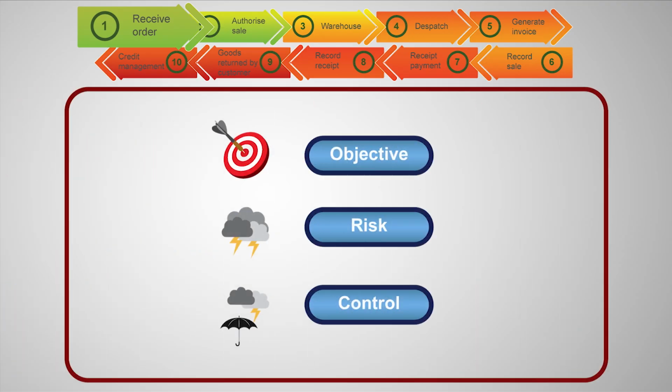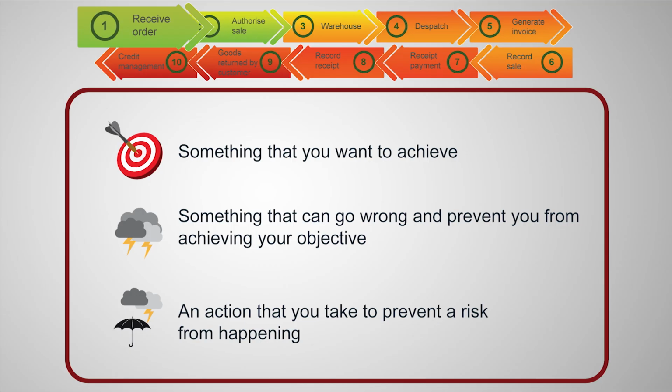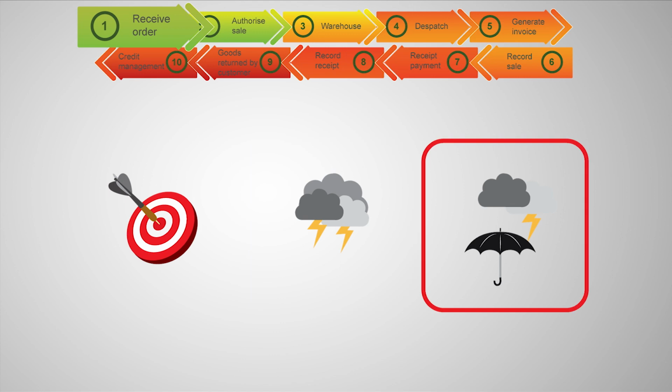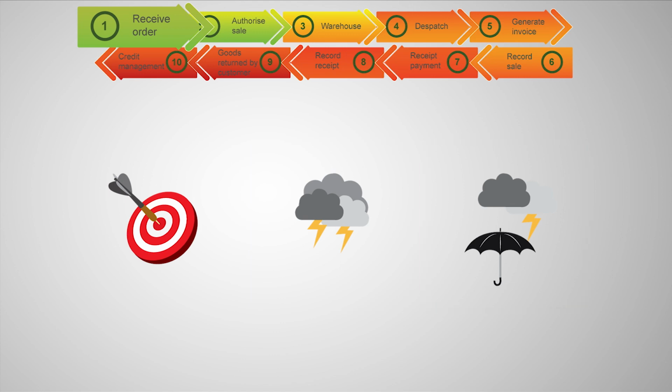Do you remember what an objective, a risk, and a control is? Let's refresh your memory. An objective is something that you want to achieve. A risk is something that could go wrong, which will prevent you from achieving your objective. And a control is an action that you take to prevent a risk from occurring. Next, we'll discuss examples of objectives, risks, and controls which are found in this step.